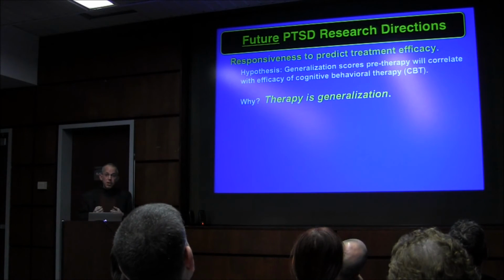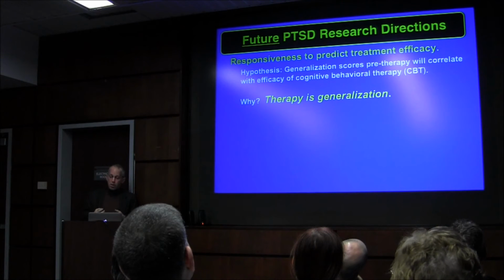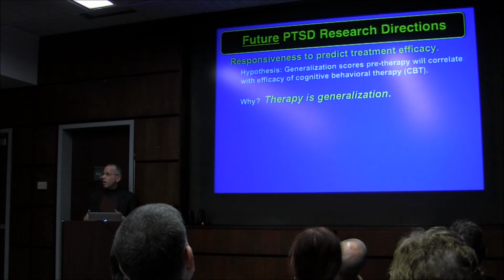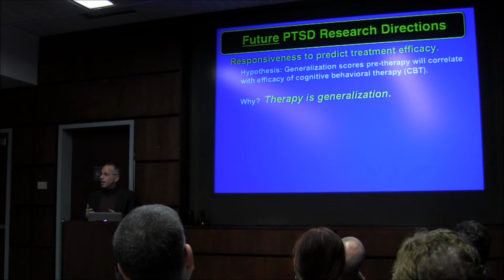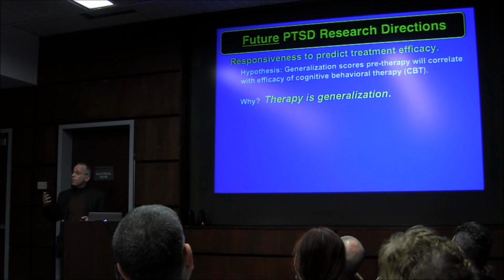Our hypothesis is that generalization scores pre-therapy will correlate with the efficacy of cognitive behavioral therapy, which is one of the most common treatments for PTSD, but one that only works in a fraction of the people. Now, why should this be the case? Why should these cognitive assessments predict outcome? Because we can think about therapy as generalization.